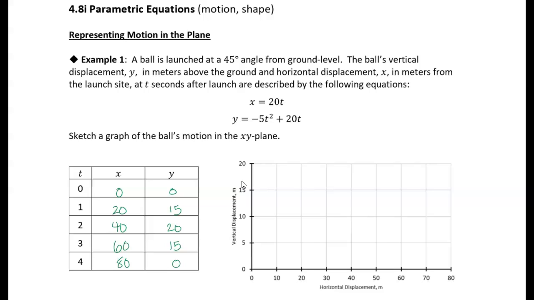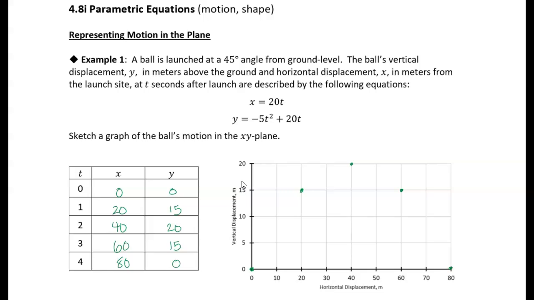Now let's take a look at what that looks like. Here we are at t equals 0. This is the point at which the ball is launched. Then at x equals 20, we're at y equals 15, so I can plot that point. At 40, we're at 20. At 60, the y value is 15, and then at 80, we're back down to 0.